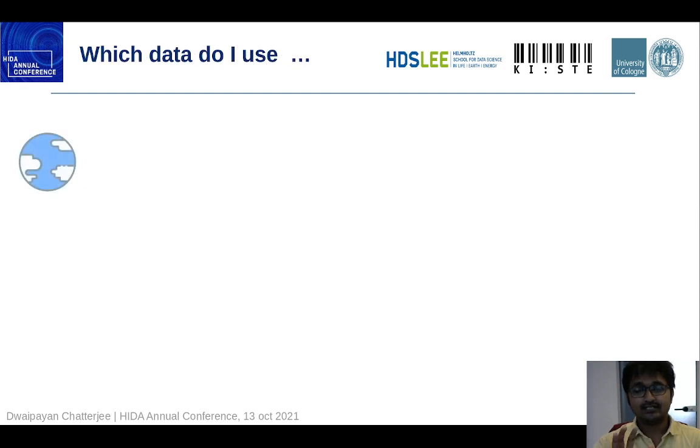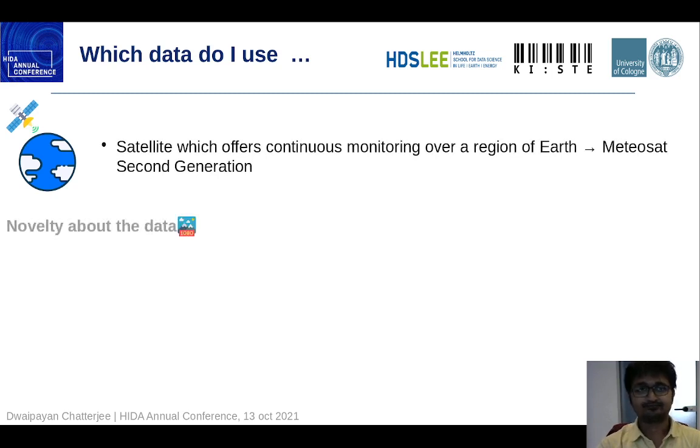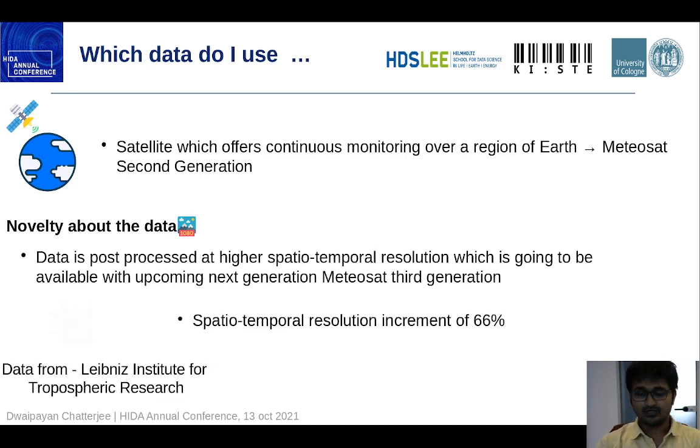Now, the data that I use. I'm interested in satellites which are continuously monitoring over a region of the Earth, and for Europe, I'm using Meteosat 2nd generation. There is something novel about the data. The data is getting post-processed at high spatiotemporal resolution. Just to put the numbers correct, it is a 66% enhancement over the current 2nd generation satellites.